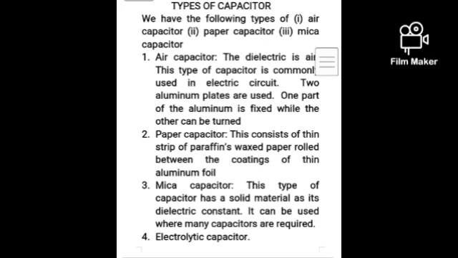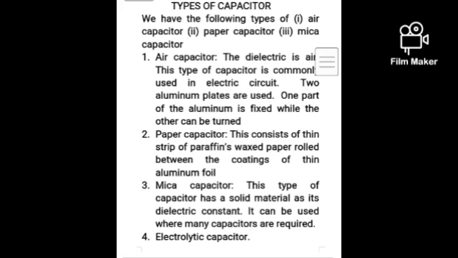Now let's look quickly at the types of capacitor. The first one is the air capacitor. We are told that the dielectric is air. This type of capacitor is commonly used in electric circuits. In it, two aluminum plates are used. One part of the aluminum is fixed while the other can be tuned. That is the air capacitor. We find it in our electric circuits.